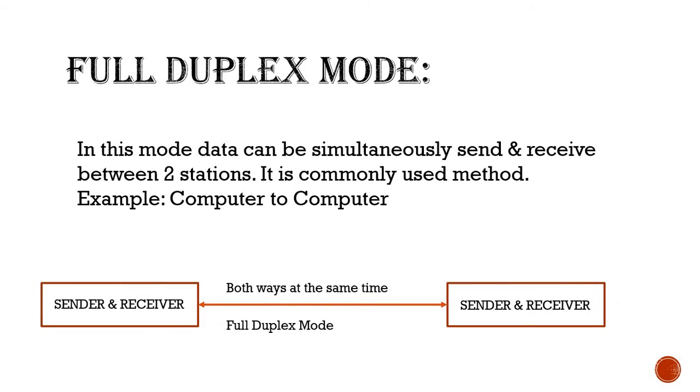Full duplex mode. Over here, data can be sent both ways at the same time. In this mode, data can be simultaneously sent and received between two stations. And this is a commonly used method.